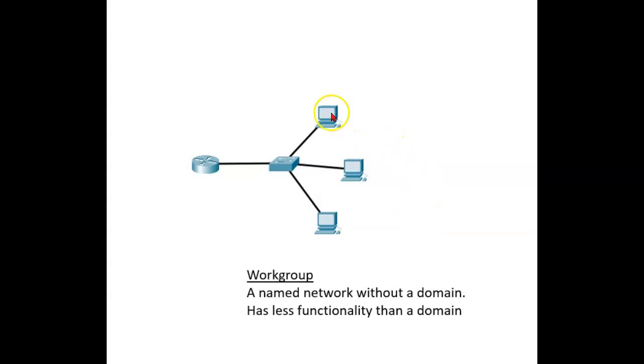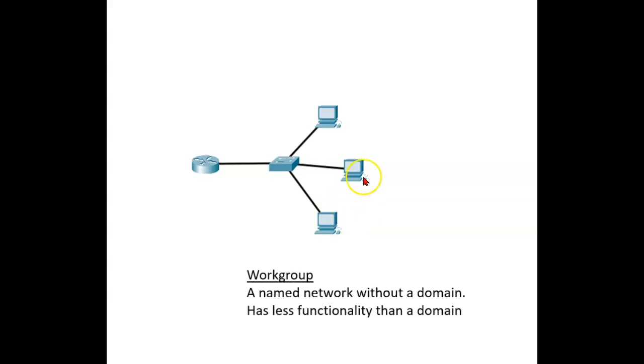And there is a named network system for small networks like this that do not have servers, and we call it a workgroup. Now, a workgroup is simply a named network without a domain, and it has somewhat less functionality than a domain because it doesn't have a domain controller that can serve up resources and control these computers. So in this case, nobody's in control here as it would be on a domain.